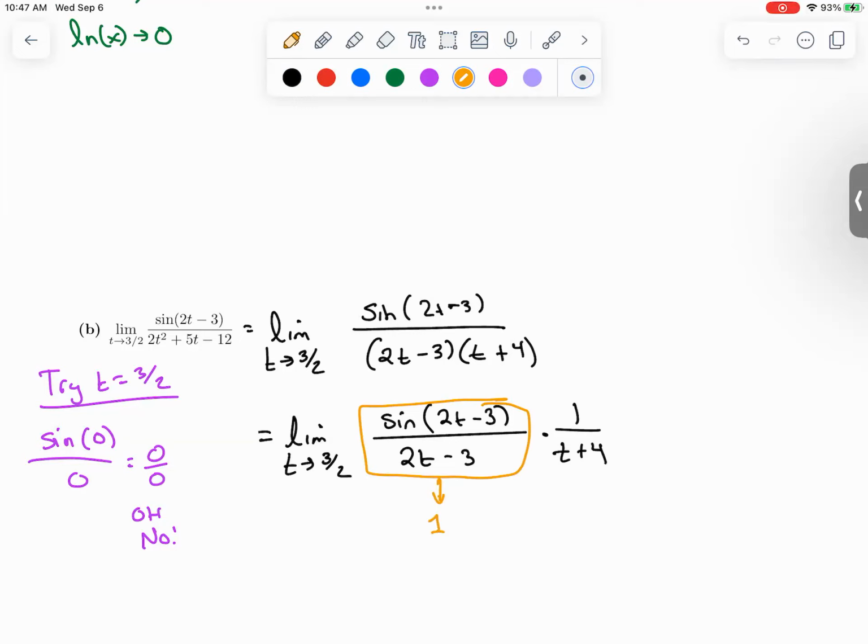And then this part right here, you can just plug in 3/2. Remember, we talked about limits: the limit of a product is the product of the limits, as long as they exist. So you can plug it in here. That'll go to 1 over 3/2 plus 4, which is 3/2 plus 8/2, 11/2. That's 1 over 11/2. That's 2/11, right? So this becomes 1 times 2/11, or just 2/11.